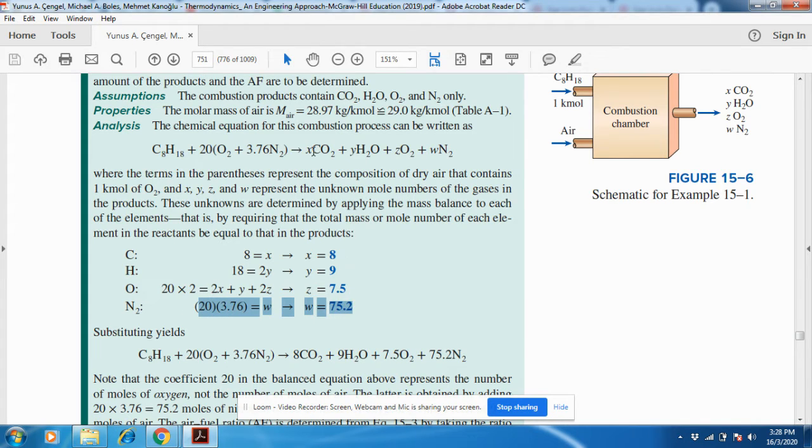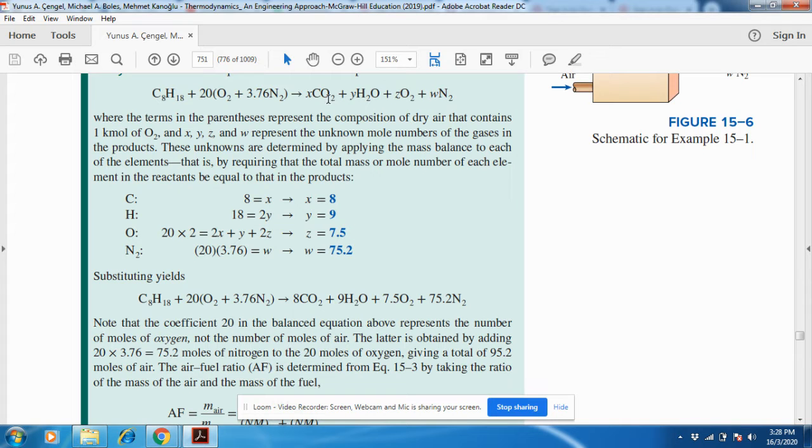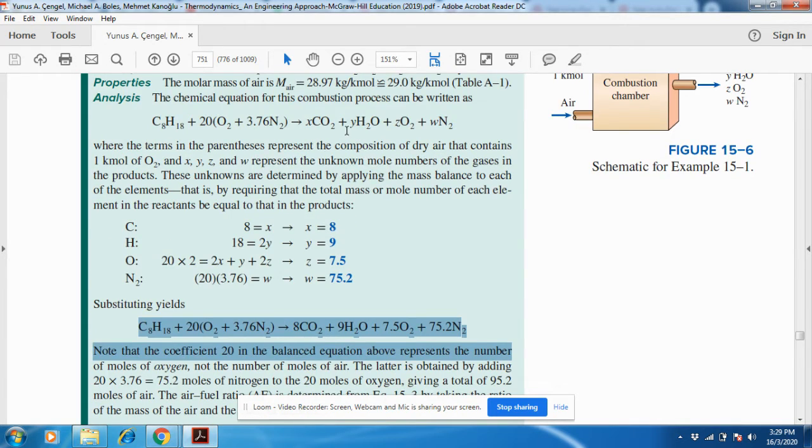So now we have all this information: how many kilomoles of CO2 there would be, how much water, how much oxygen, how much nitrogen. Now we have plugged in all these numbers and rewritten the balance equation. We were asked in the problem to get how many kilomoles of CO2, and how many kilomoles of water, oxygen, and nitrogen. This was the first part.